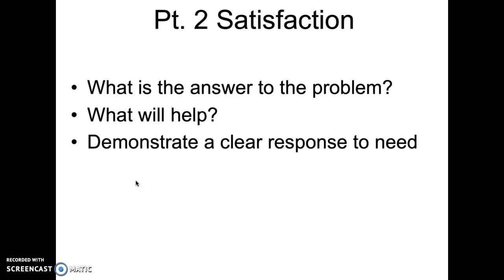So point number 2 is going to be the next step in the sequence, which is satisfaction. So what is the answer to the problem? What will help demonstrate a clear response to the need? So you're laying out the problem, then a solution, essentially. Okay, so need is the problem, satisfaction is the solution.